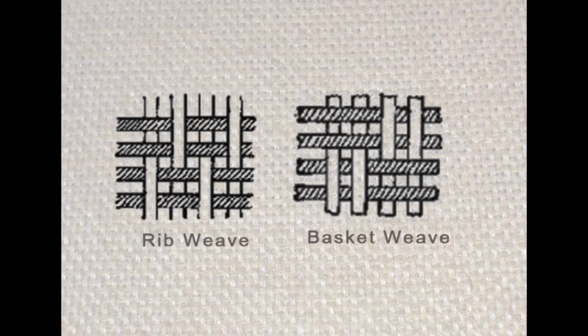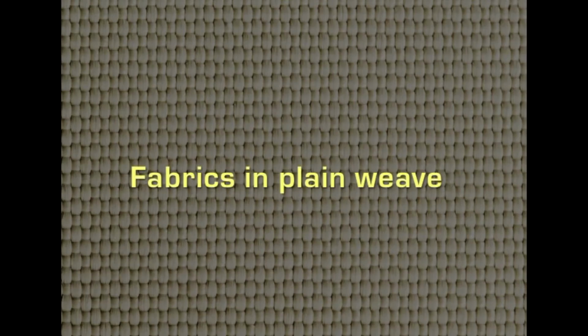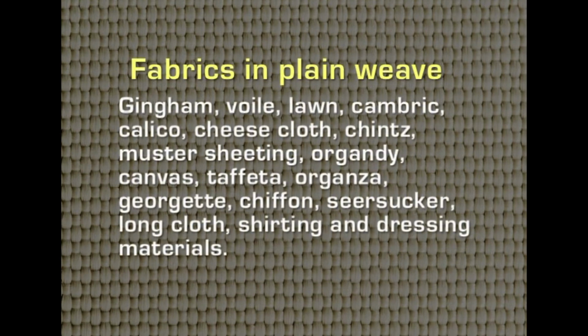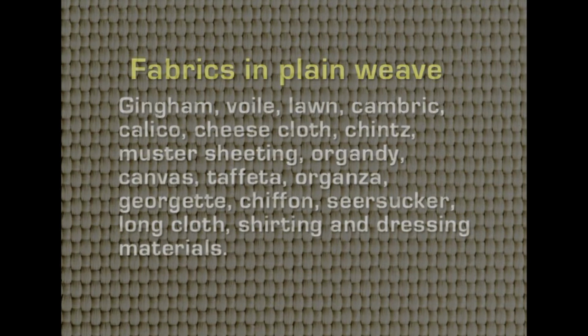This depends upon the thickness of the yarns that are used, and also the more number of yarns used as a single yarn. And the fabrics woven in plain weave are gingham, voile, lawn, cambric, calico, cheesecloth, chintz, mustard sheeting, organdy, canvas, taffeta, organza, georgette, chiffon, seersucker, long cloth, shirting and dressing materials, all are woven in plain weave.